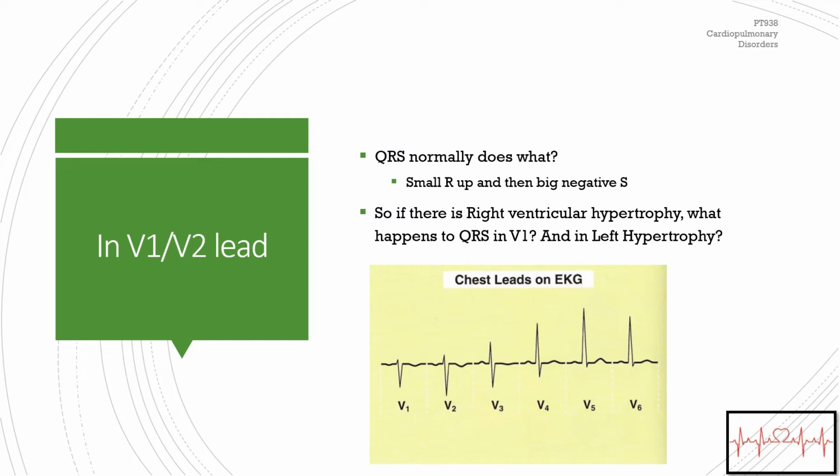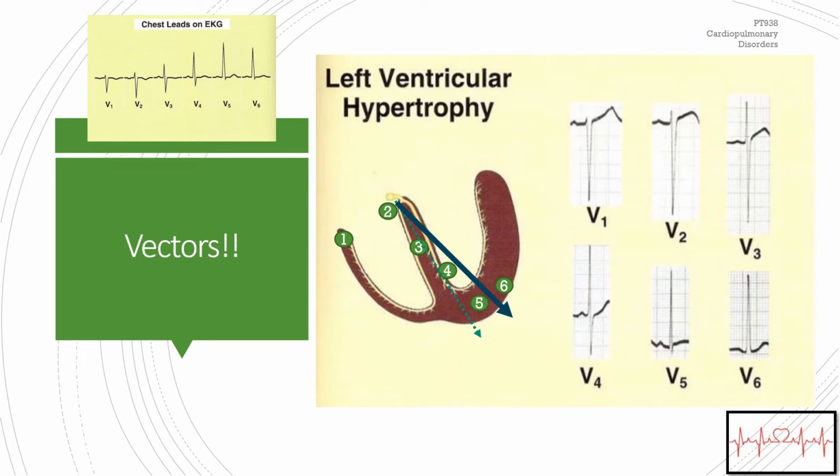In left hypertrophy, the mean QRS will shift further toward the head and left, which would cause a larger negative RS complex in V1, V2 as it moves further away from those electrodes, causing a bigger, larger negative deflection. Let's look at this in pictures so it makes more sense. It's all about the vectors and knowing what's normal.